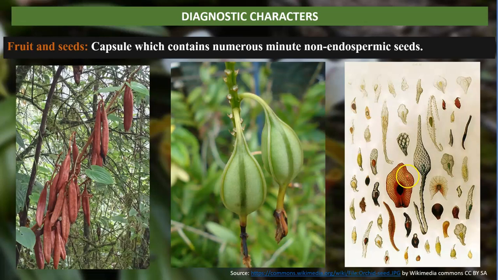Now fruits and seeds. The fruit of the family is a capsule, and that capsule contains many numerous minute non-endospermic seeds. You see the various shapes of the non-endospermic seeds of the family Orchidaceae.